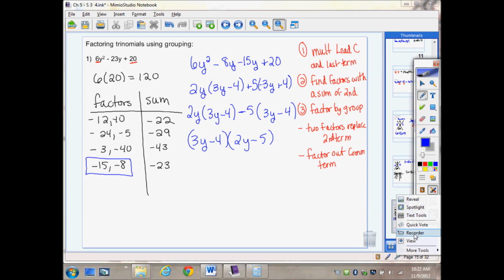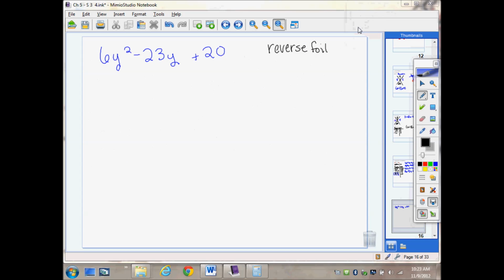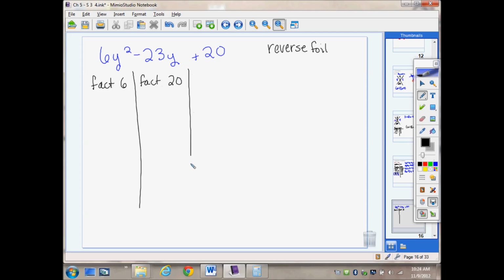So if you don't like the grouping thing where you multiply the first and the last and find those factors, there's also what I guess you'd call the reverse FOIL. What I'm going to do is find factors of 6, and find factors of 20, and then my combinations. I'm just going to call them combinations for lack of anything better.